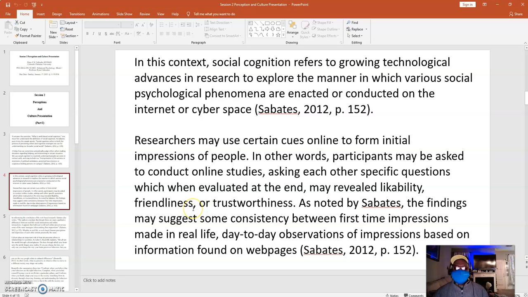participants will be evaluated in terms of their likability, friendliness, or trustworthiness. And as the writer also quotes, the findings may suggest some consistency between first-time impressions made in real life, day-to-day observational impressions, and impressions based on information found on web pages. In other words, what you do in real life, day-to-day interaction with other people, or how you perceive them, or your first impression about them is almost the same as if you're doing it on the internet.